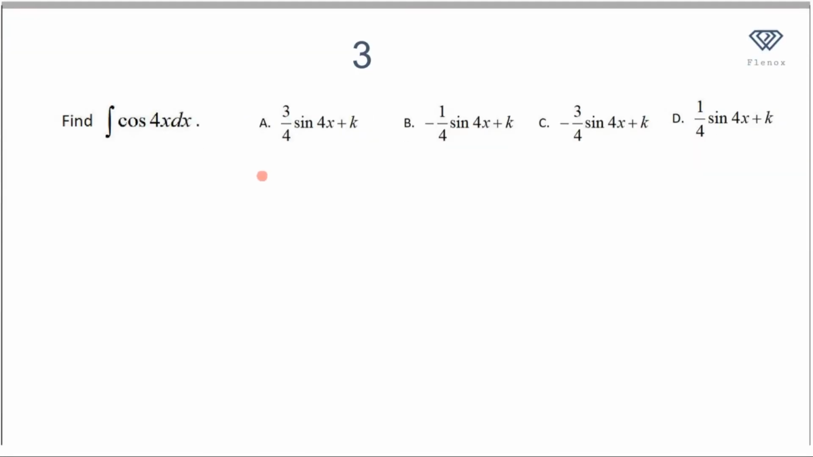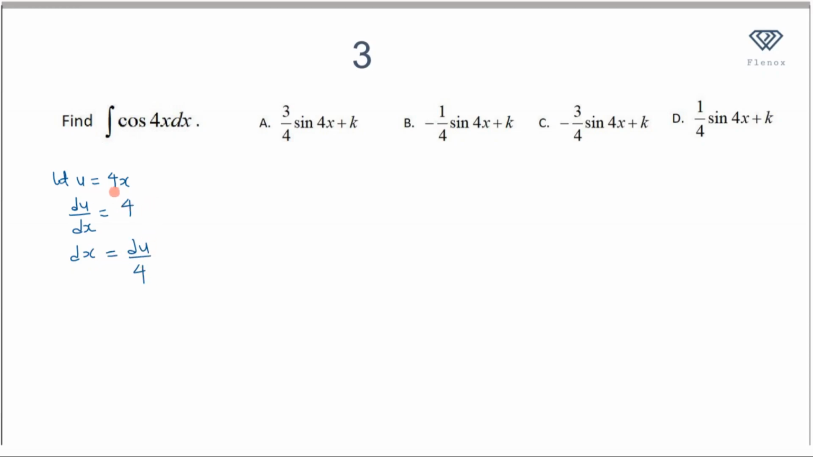We are told to integrate cos 4x dx. So I'm going to solve this using the long way and the short way. So let's start with the long way. Now as you can see, we have 4x here, so we cannot just integrate directly. So we have to replace this 4x. So we say let u be equal to 4x. So what is my du over dx? My du over dx becomes what? The differentiation of 4x gives me 4. So if I make dx the subject of the formula, my dx becomes du over 4.